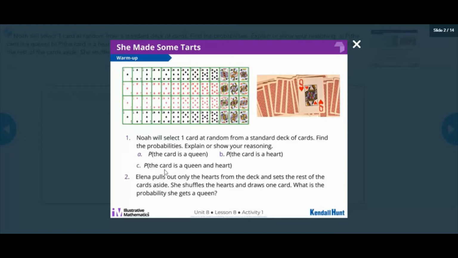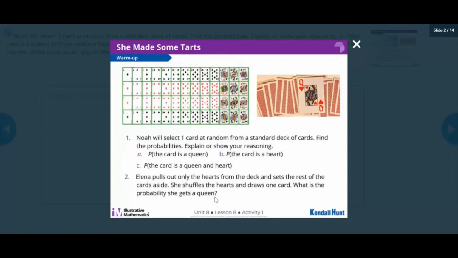C, find the probability the card is a queen and a heart. And then for number 2, we have a different situation. Elena pulls out only the hearts from the deck and sets the rest of the cards aside. She shuffles the hearts and draws one card. What is the probability she gets a queen?